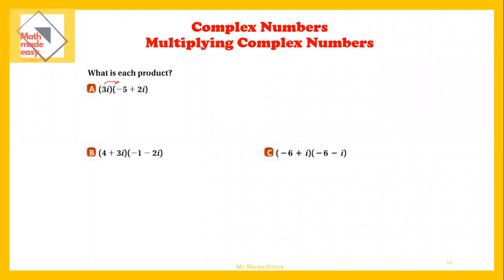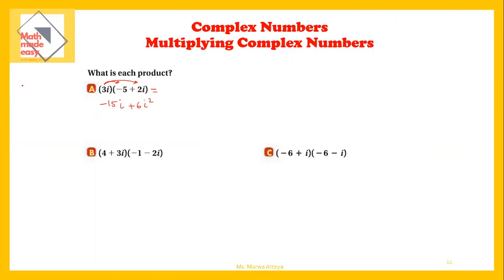So I'm going to be first multiplying 3i by -5. Then I'm going to be multiplying 3i by 2i. So 3i times -5, just multiply the numbers. 3 times -5 is -15, and we have i here. Then I'm going to be multiplying 3i by 2i. 3 times 2 is +6, and we have i squared.